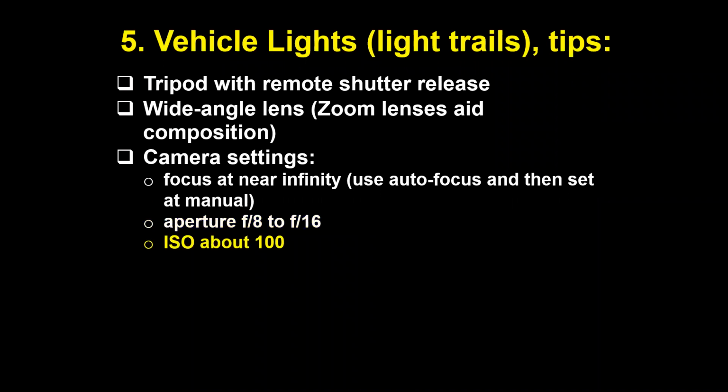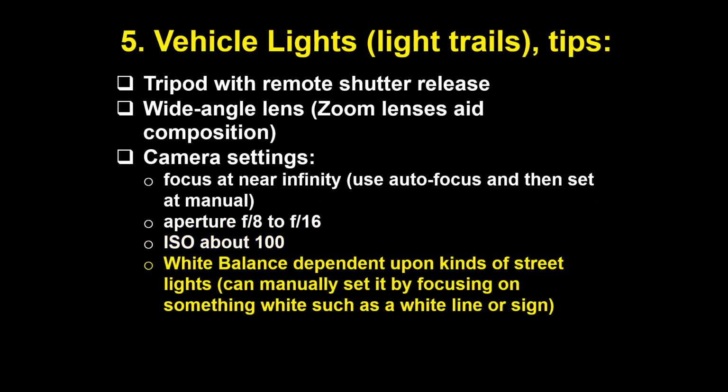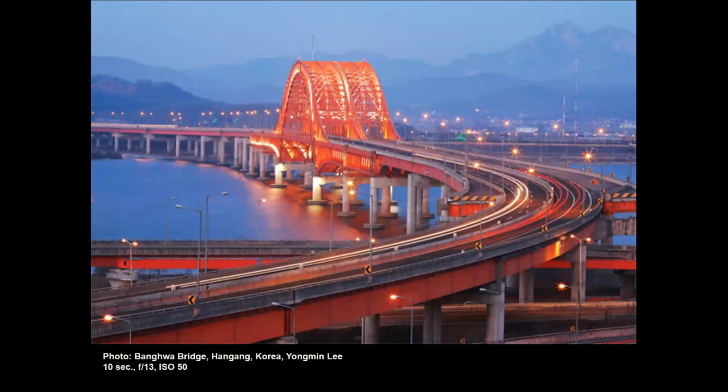Try ISO at fairly low, and white balance again depending on the lighting conditions. So you might have white light, or you might have amber light from various street lights. And shutter speed, maybe in the region of 15 seconds. These, remember, are just suggestions to start off with, and you have to modify them as the scene dictates. Here's a picture of the bridge with streaming lights going to and from it.